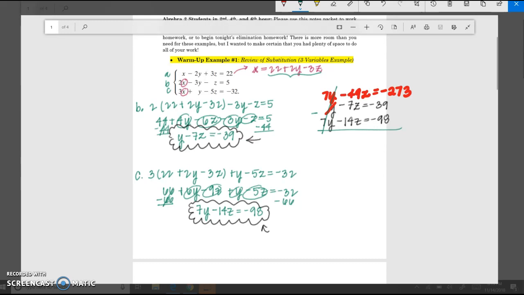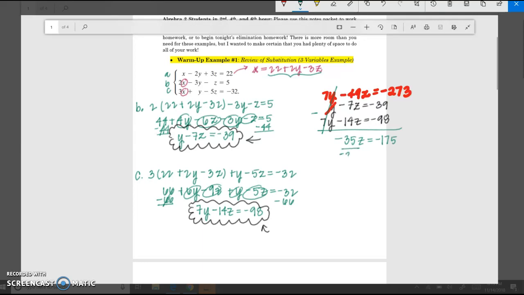Then I have negative 49 minus negative 14. Anytime I'm subtracting a negative, I'm really adding. So negative 49 plus 14 gives me negative 35z as my final answer there. And then over on the right-hand side, negative 273 minus negative 98. That's the same thing as negative 273 plus 98, which gives me a value of negative 175.